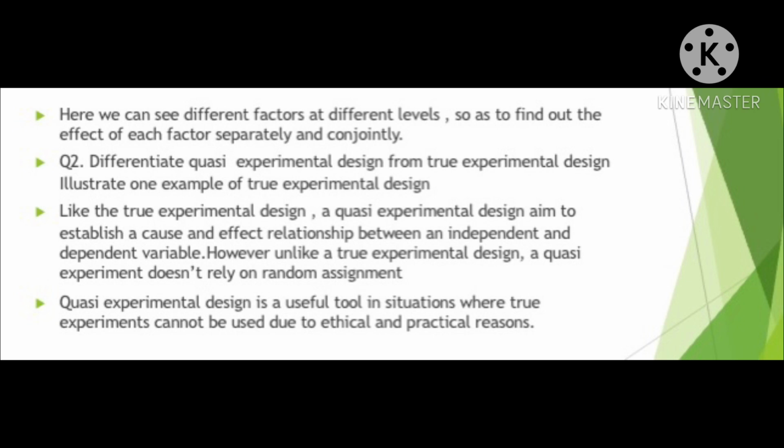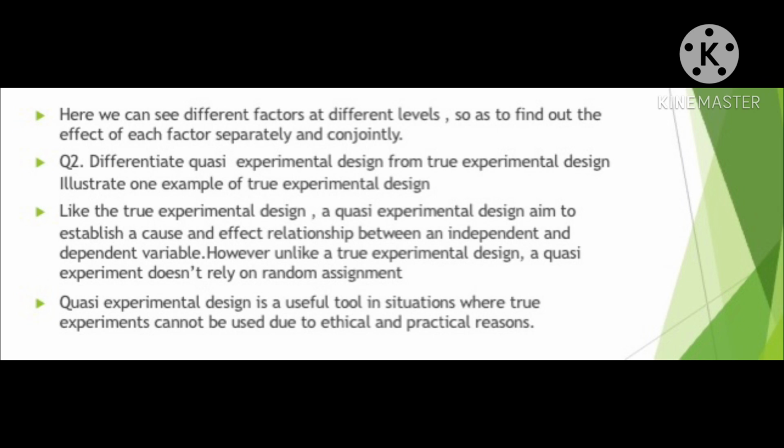Like the true experimental design, a quasi-experimental design aims to establish a cause and effect relationship between an independent and dependent variable. So the function is the same, but what is the difference here? However, unlike a true experimental design, quasi-experimental design does not rely on random assignment. Here, the researcher is not selecting the subjects randomly, cannot do random selection. That is the difference between the quasi-experimental design and true experimental design.